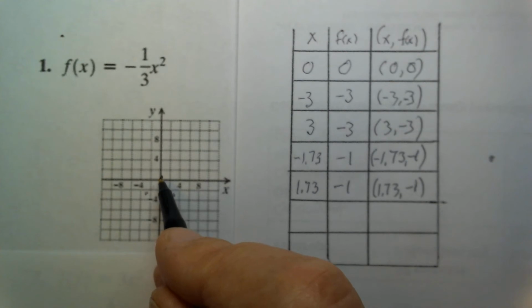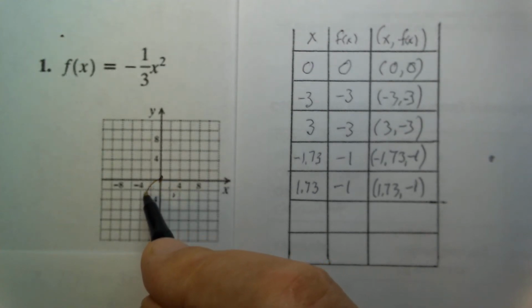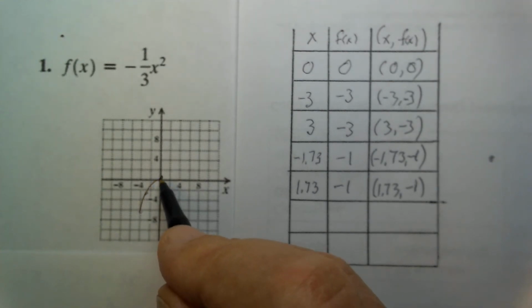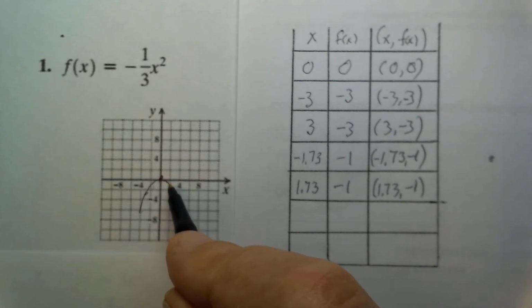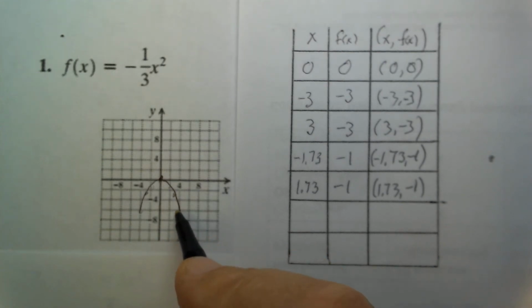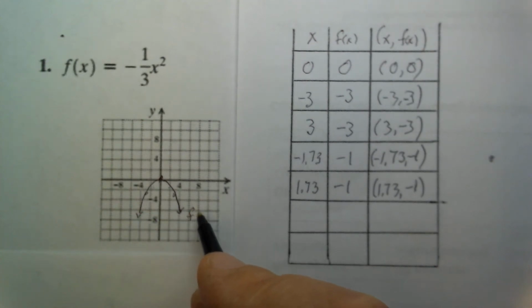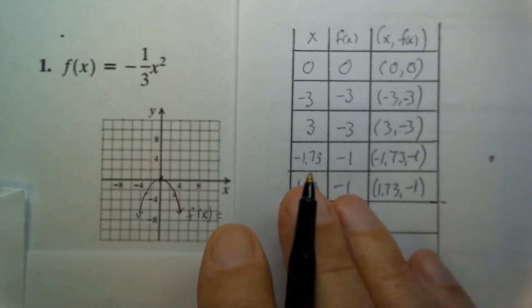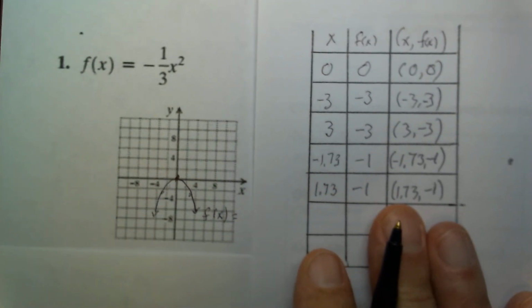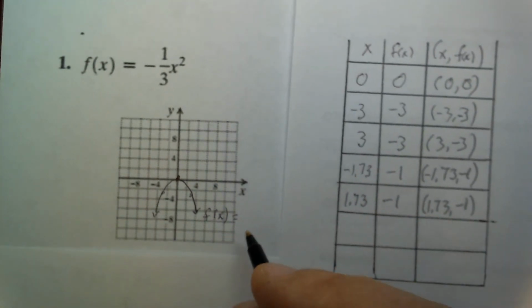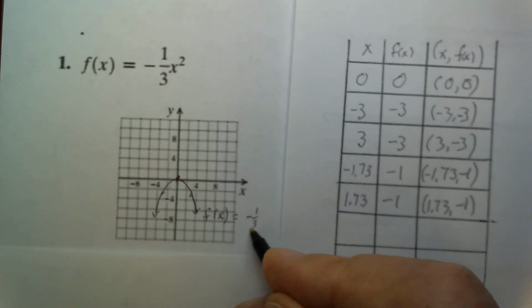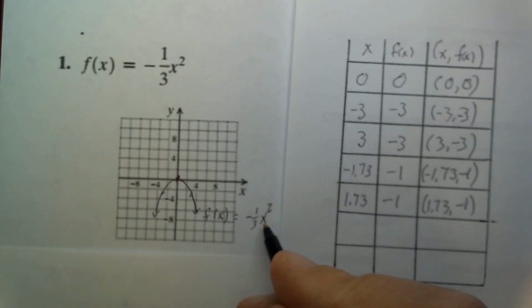So then when we graph the parabola, it'll look about like this. This is f of x equals -1/3 x to the second power.